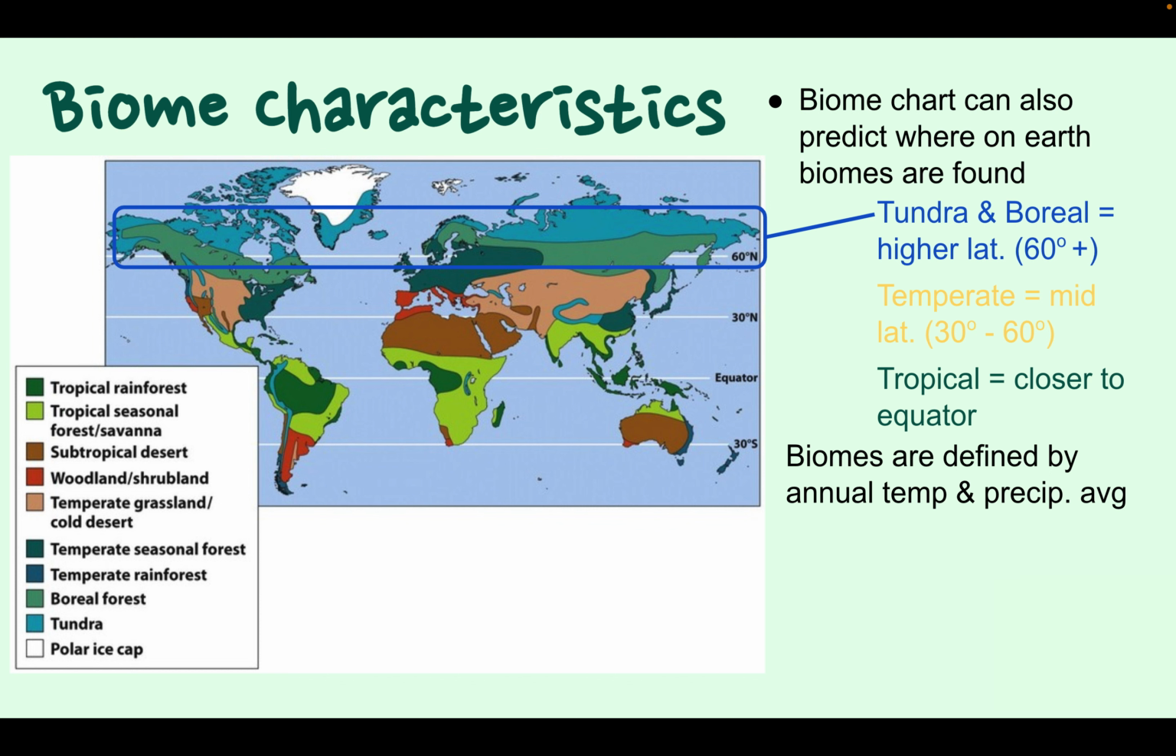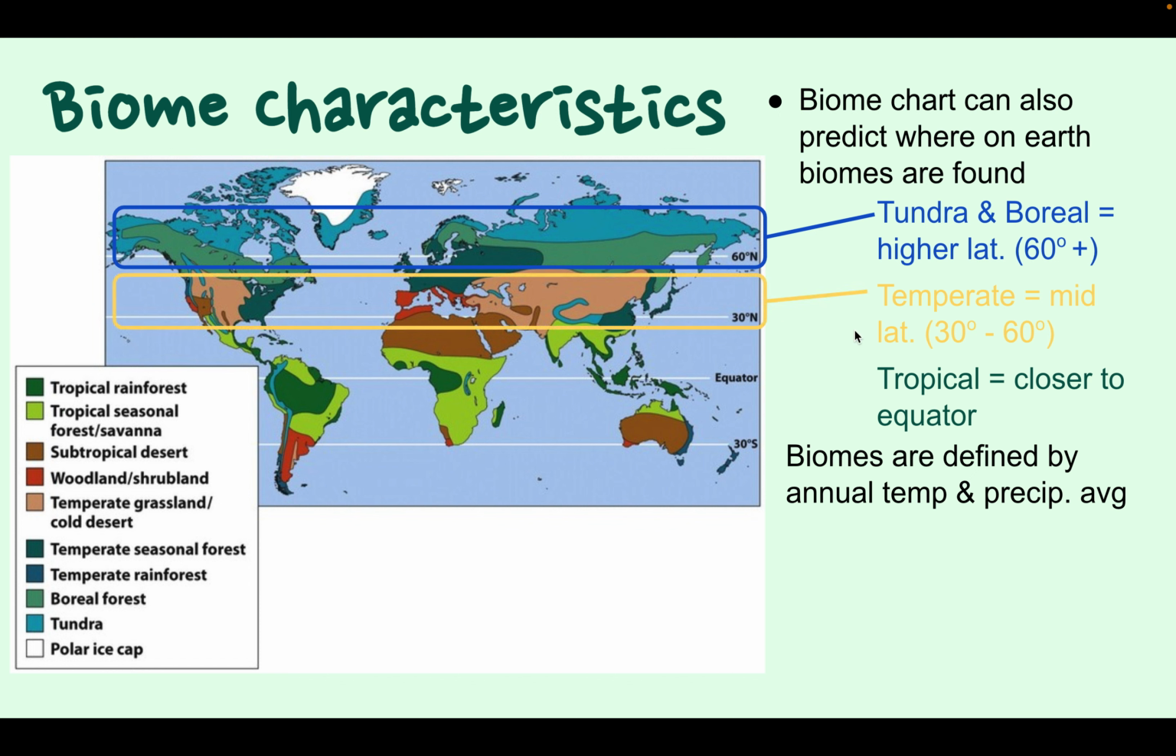You do need to know the latitudes of these regions. So you should know that tundra and boreal areas are in the higher latitudes, so 60 degrees plus. So north, it's about 60 to 90 degrees. You're going to find the tundra and the boreal forest in these regions. Notice that it stretches all the way across Earth, all the way around. So we'll see that when we look at grasslands too.